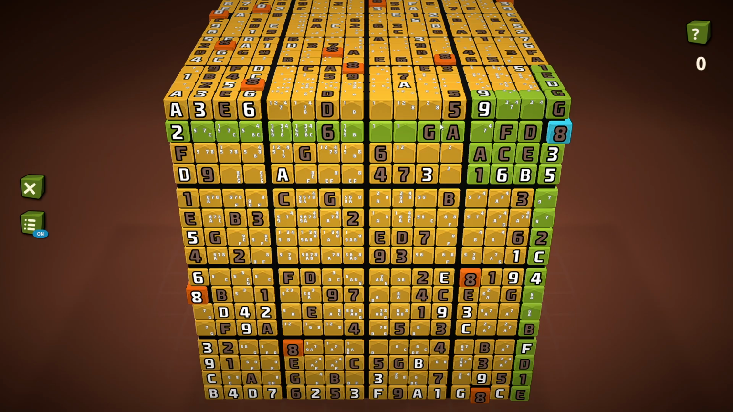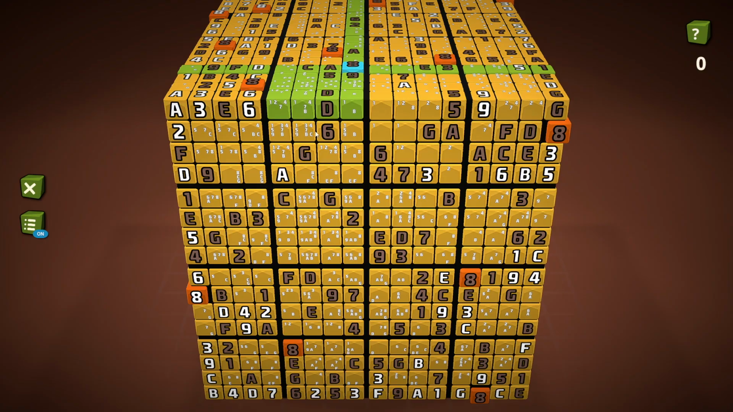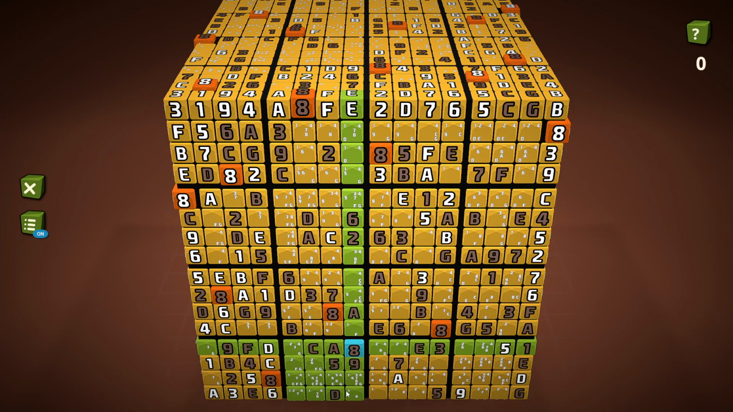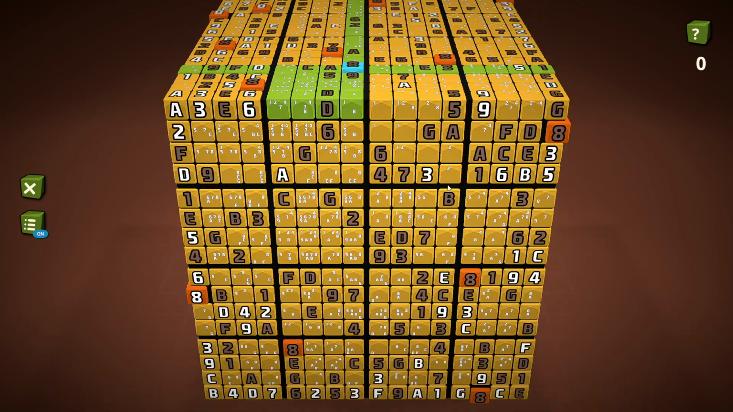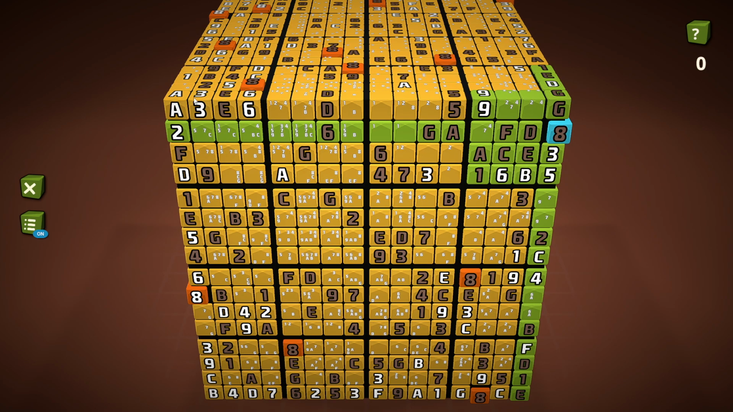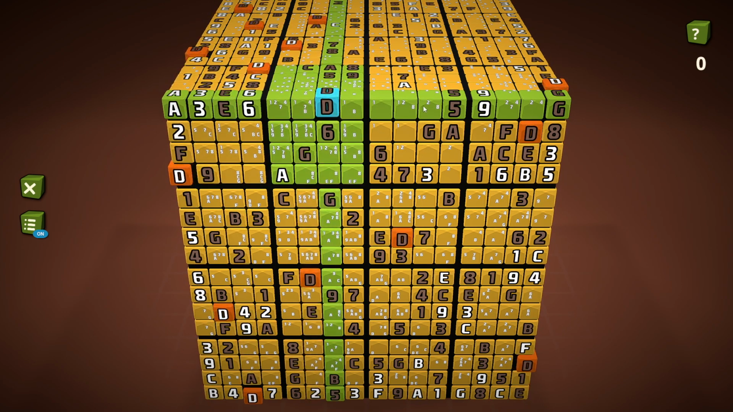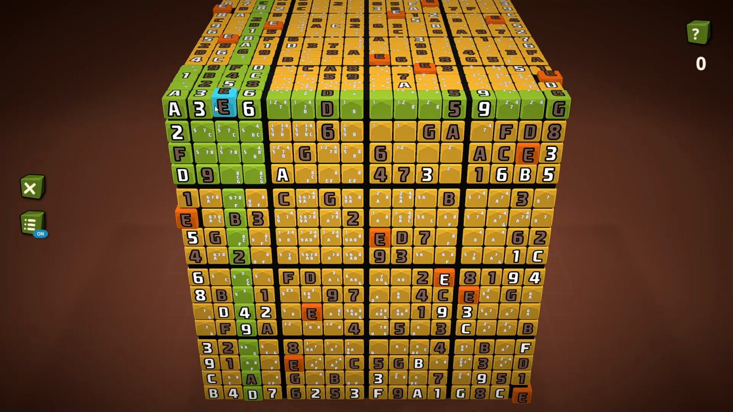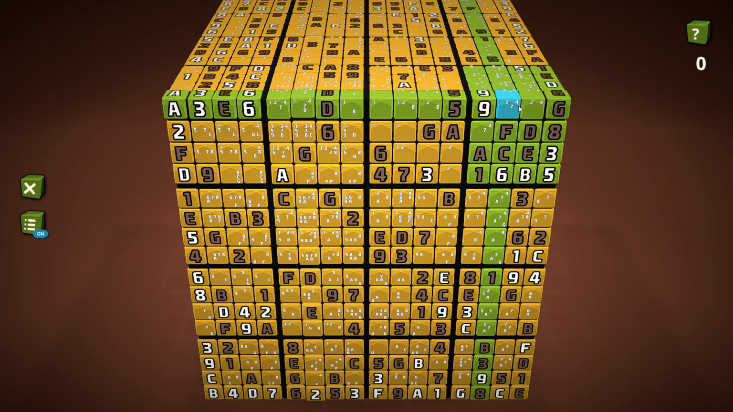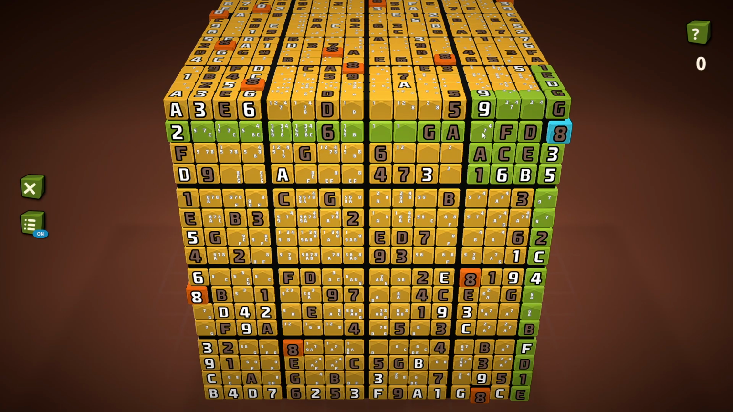Wait, why can't it be in the third row? It can't be in these because there's an 8 given by the game. It can't be in this because there's an 8 given by the game. And it can't be in this entire row up here. It can't be in this square, in this box, or this box. Okay.